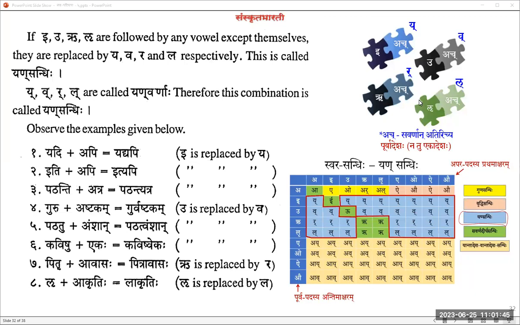All right. So Savarna is avoided. In the same way, Ukara switches to Vakara, Rikara switches to Repa, and Likara switches to Lakara. Okay, so there are 4 variants of Yan Sandhi directed by the 4 rows, excluding the diagonals. So U, V, R, L for I, U, R, L. That's what we saw: Yan Sandhi.